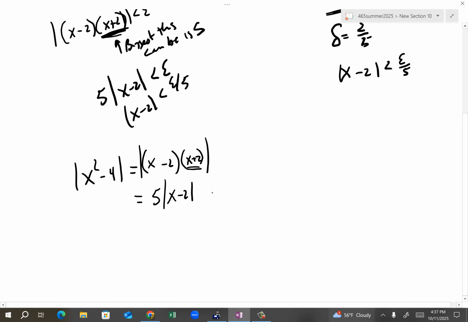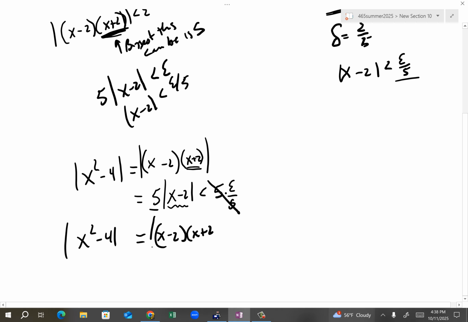Now, if I write it as an inequality, I'm going to have 5 on this side. But I'm going to replace x minus 2 with epsilon over 5. But x minus 2 is less than epsilon over 5, so when I multiply it, it's going to be a less than problem, yes? Therefore, what have I done? I have said that x minus 2 times x plus 2, which of course is x squared minus 4, is less than epsilon. Well, I have just proved that the limit is true.